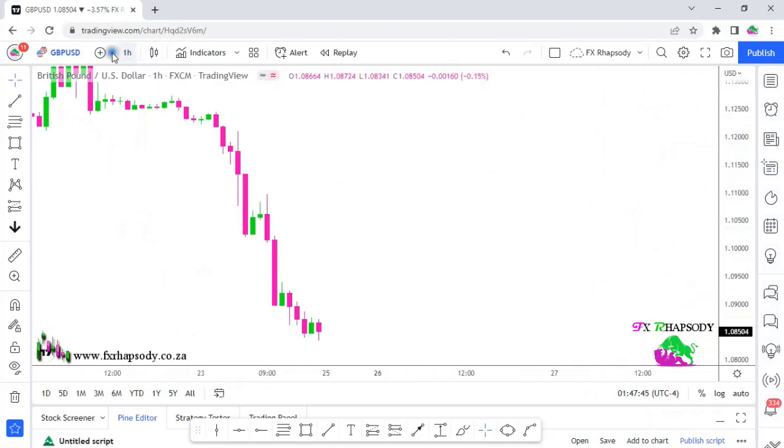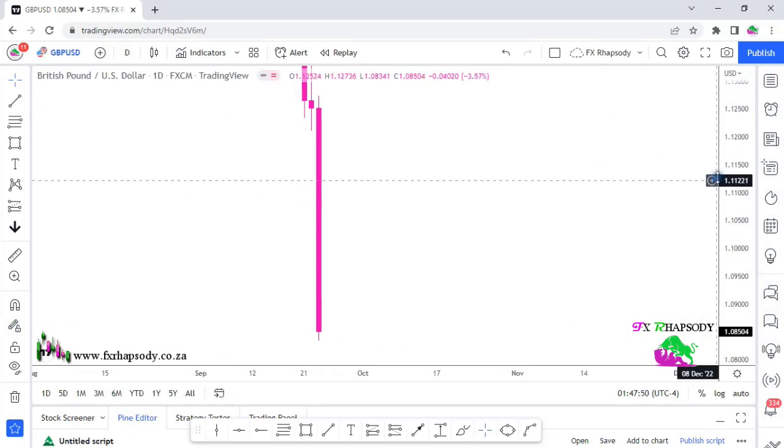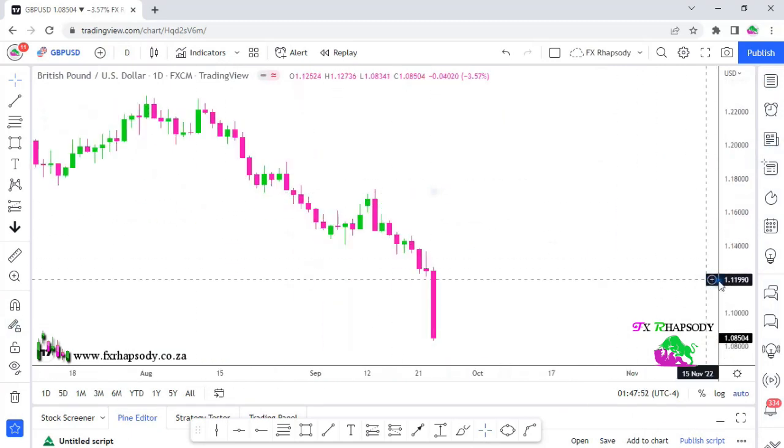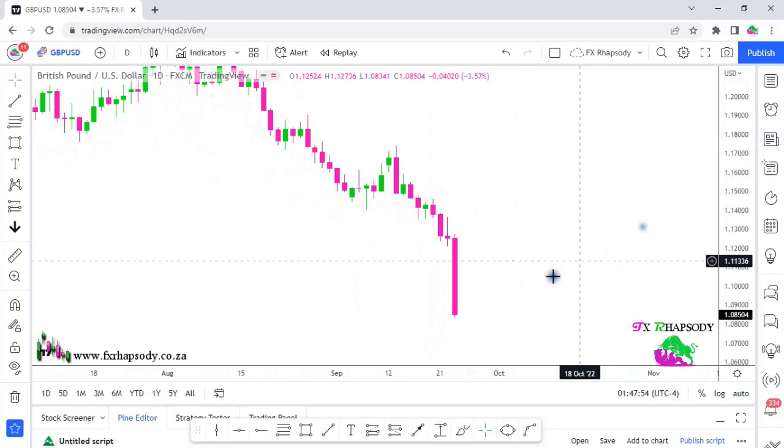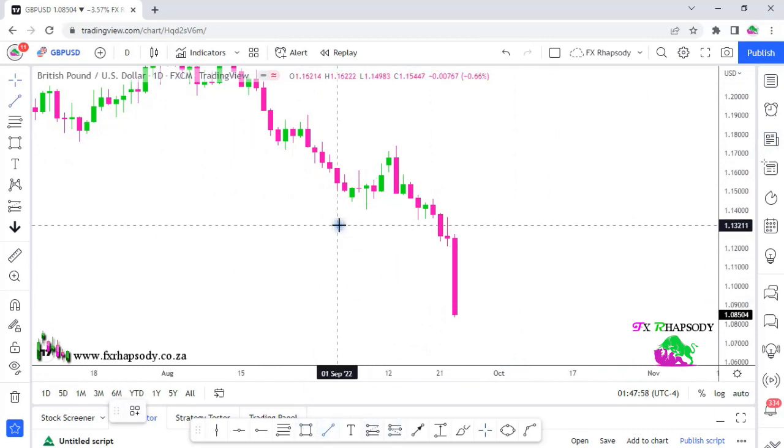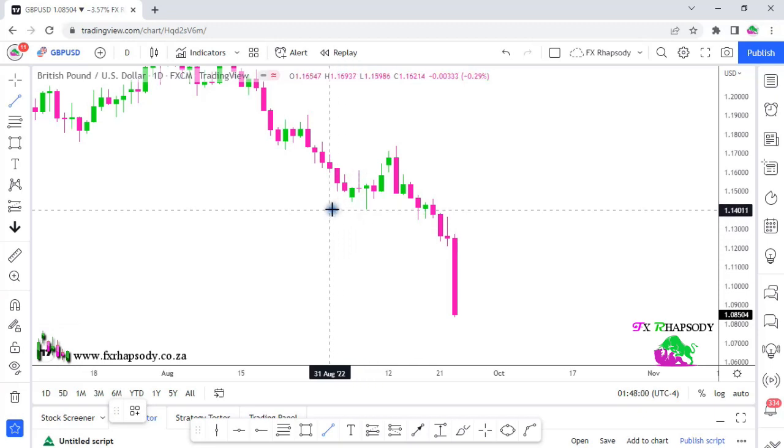So we're going to start off on our daily time frame once again. Daily time frame, top down analysis, that's what we always do. Again, you can see this nice little break in structure right about there. I'm just going to highlight it over here.